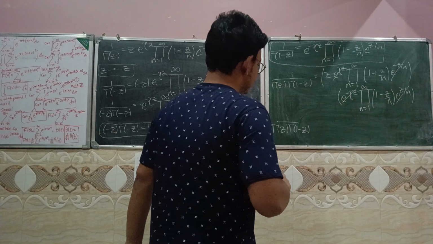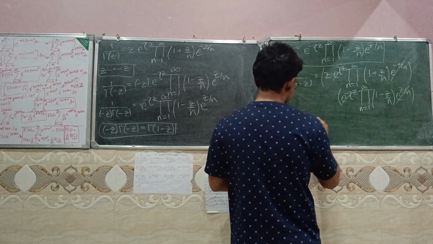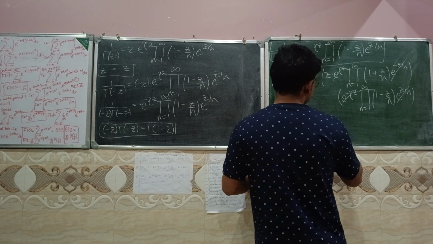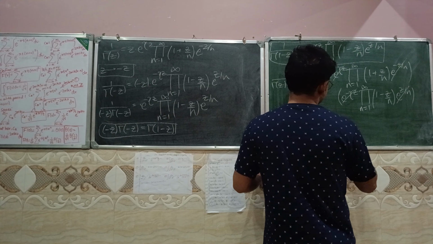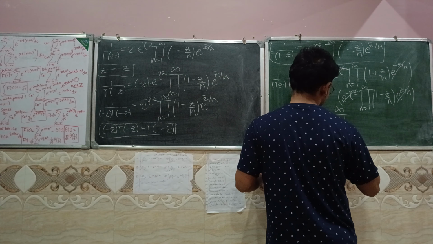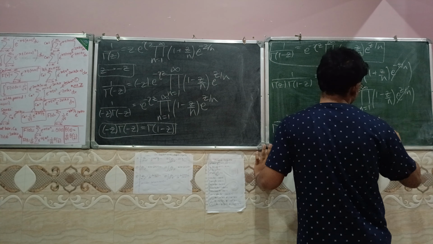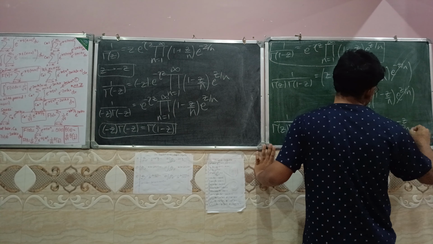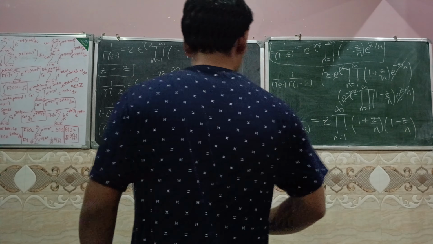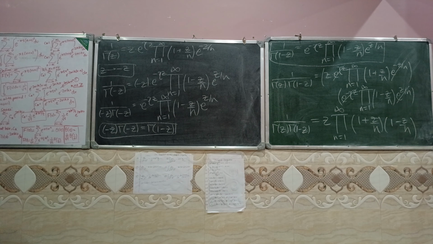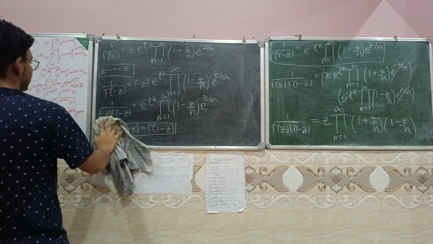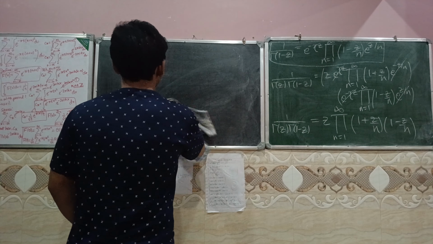1 over gamma of z times gamma of 1 minus z. So this was z times the product as n goes from 1 to infinity of 1 plus z over n times 1 minus z over n, right? And from now onwards you can prove it on your own, but still I have to do it for you.